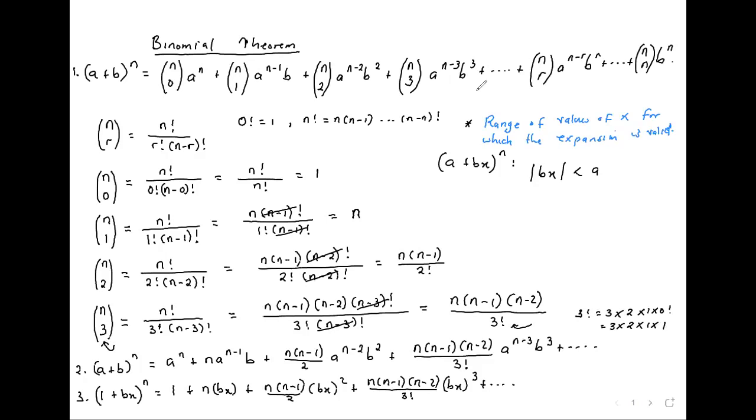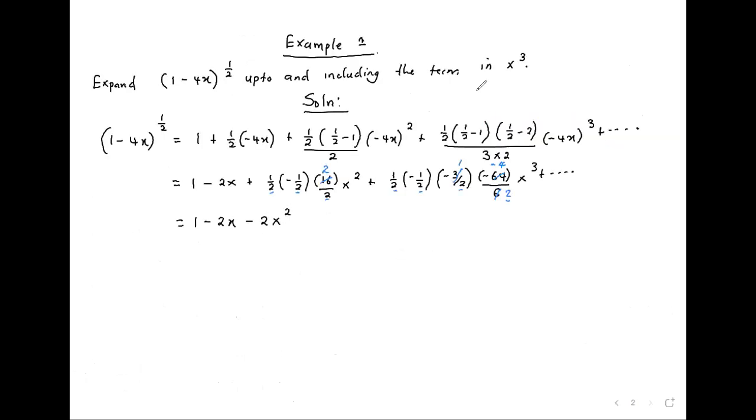Okay, thank you. So we get 1 minus 2x minus 2x squared, negative, negative, negative. So we have another minus. This time around is 4x power 3. So our expansion ends here.